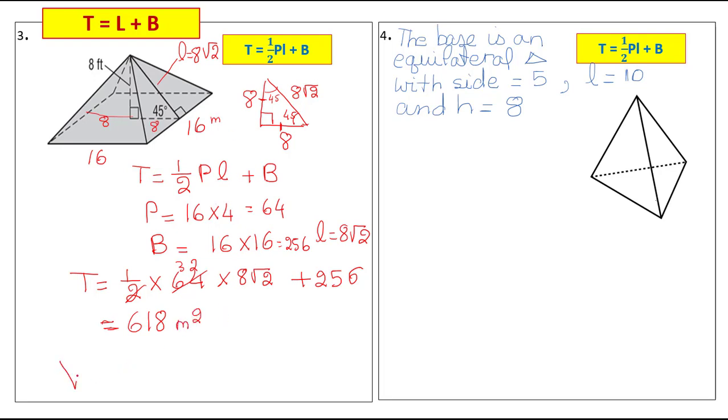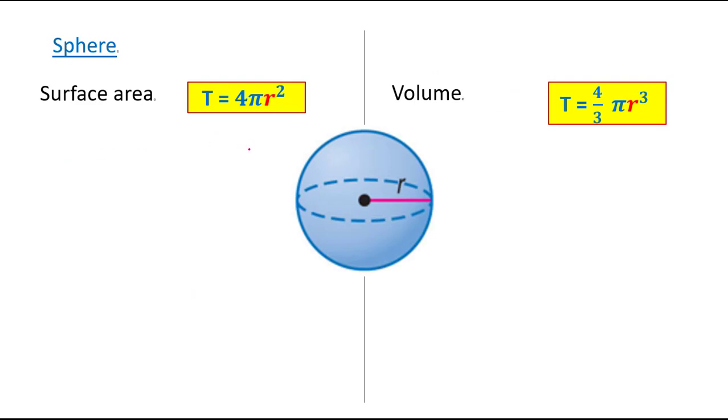Now, if I want to find the volume, the rule of the volume is 1/3 area of base multiplied by height. Then it is equal to 1/3. I got the area of the base here, times 256, multiplied by 8, which is the height of the pyramid itself. And this will give me 682.7.